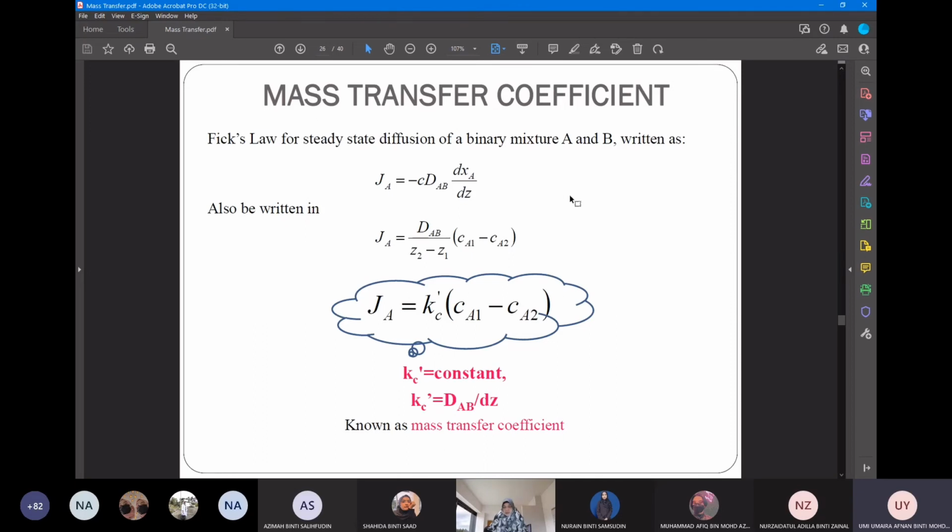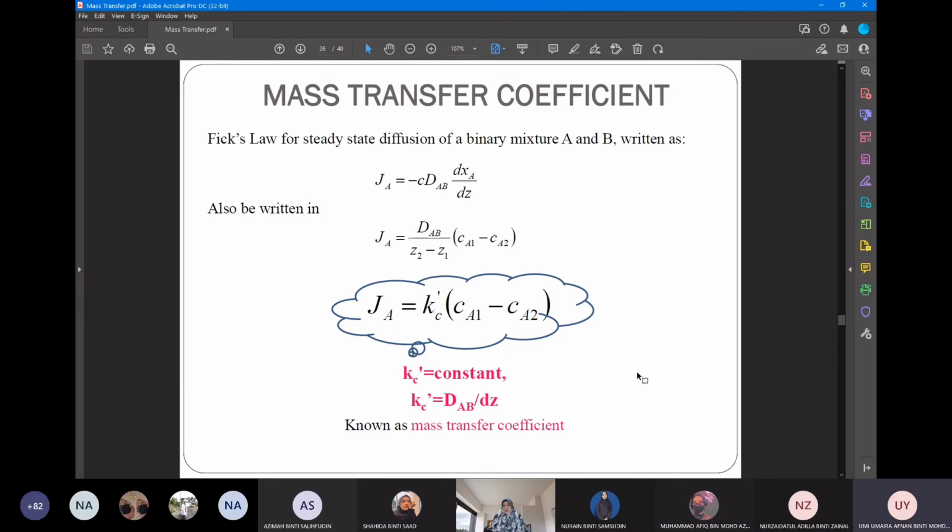So you have Kc. By representing DAB over Z2 minus Z1 as the mass transfer coefficient, you introduce K prime C. If you introduce it, you can simplify this term using the mass transfer coefficient. That's why the symbol is only K prime C.